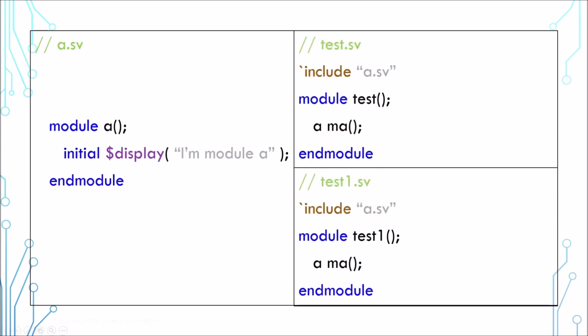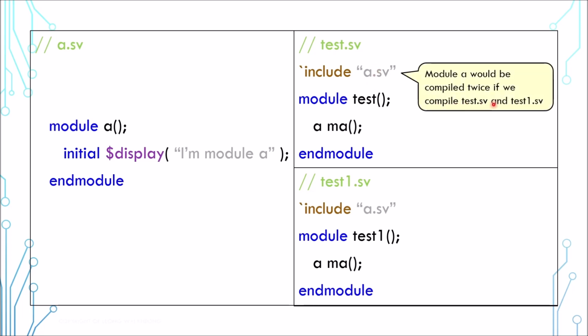Using tick include creates another problem. This example has module test and module test1. They both use module A and they both include a.sv. If you compile these two files, a.sv would be compiled twice and that would result in a compilation error.